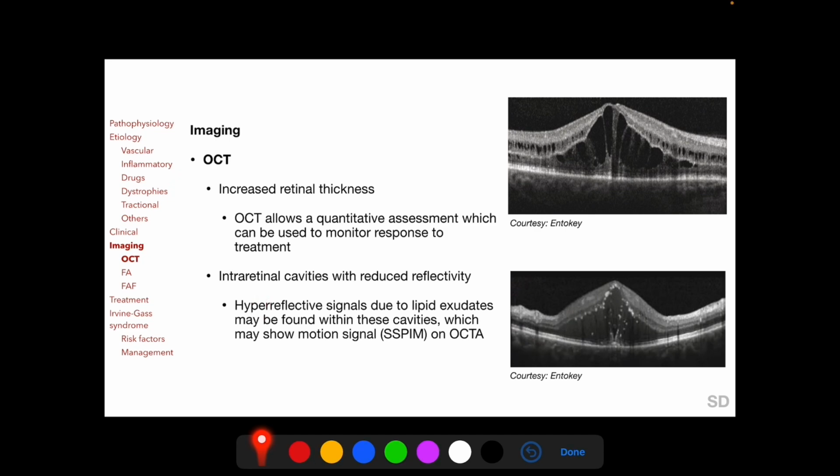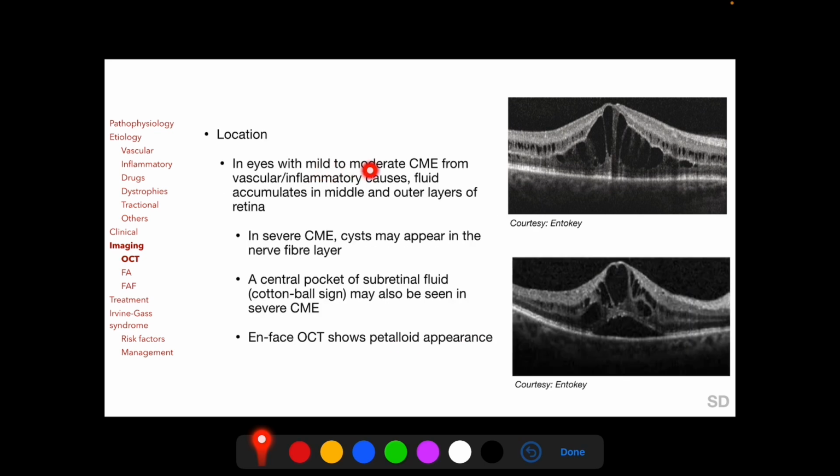Hyperreflective signals due to lipid exudates within these cavities may also be found, as seen here in this OCT, and these may show motion signal on OCTA, which is called suspended particles in motion. In eyes with mild to moderate CME from vascular or inflammatory causes, fluid accumulates in the middle and outer layers of the retina as we have discussed.